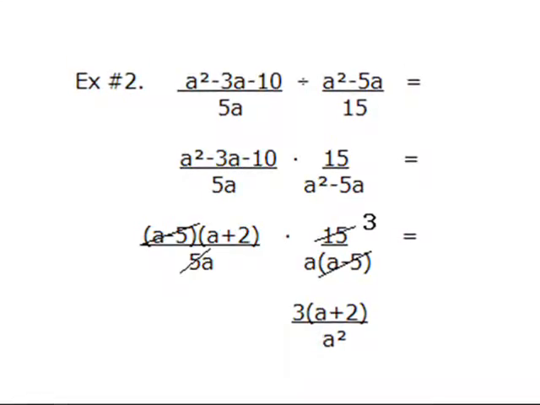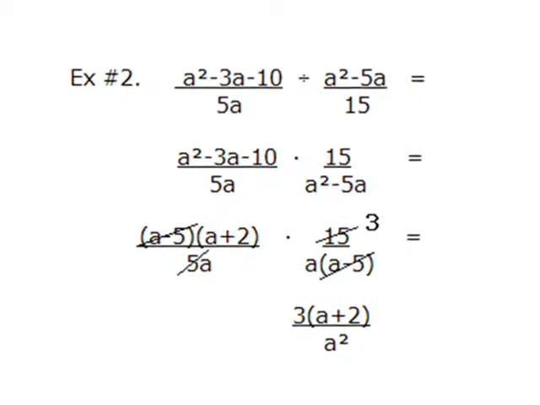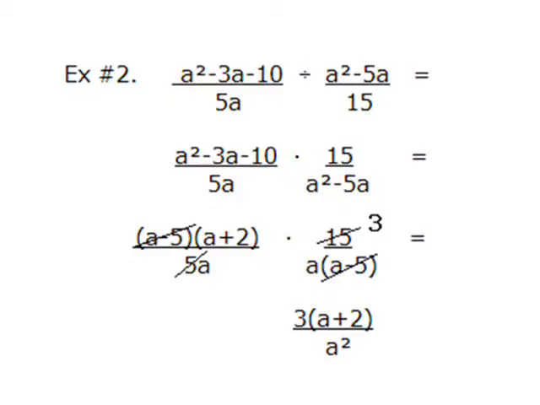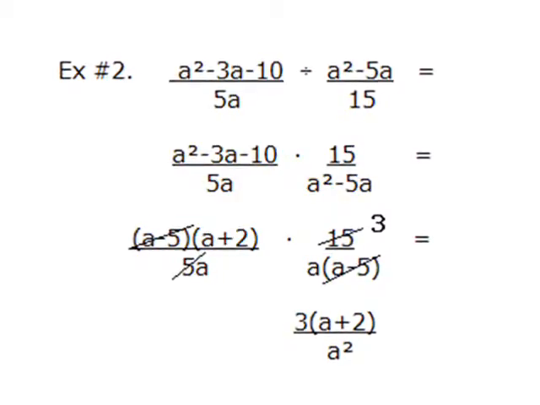Multiply the dividend by the reciprocal of the divisor. Then factor each polynomial. Lastly, reduce if necessary.